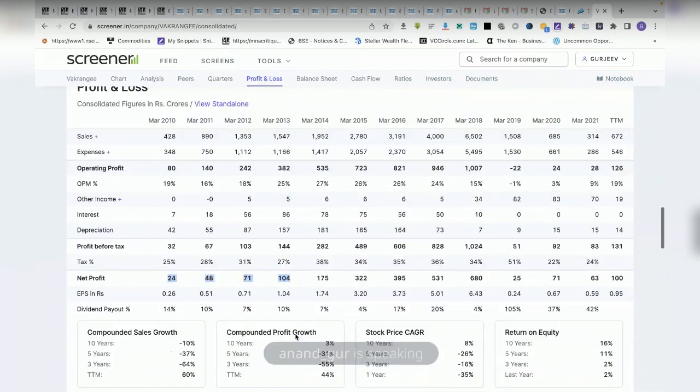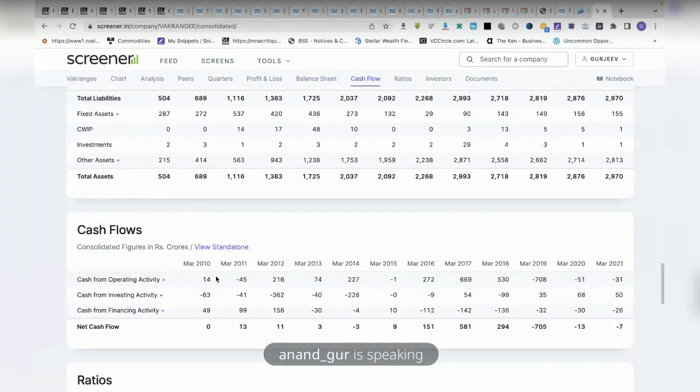From 2010 till 2013, what is the amount of cash flow that the company has received? 14 crores minus 45 crores plus 216 crores plus 74 crores. It is 259 crores. That means they have managed to keep the cash flows in accordance with their profits. But why do I see an extremely high number in just 1 year and the balance 2-3 years are doing nothing?